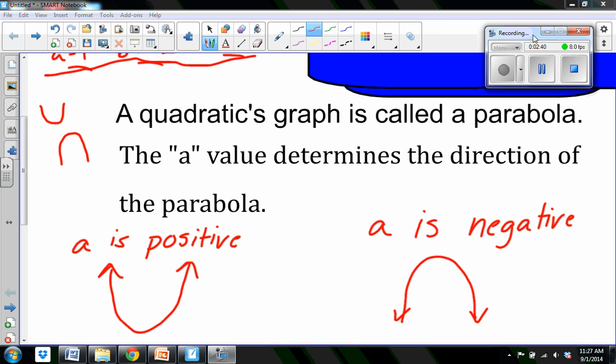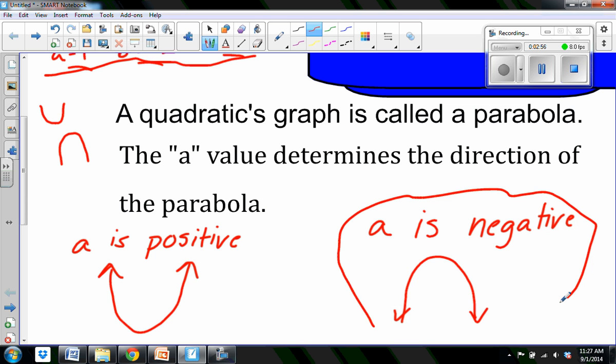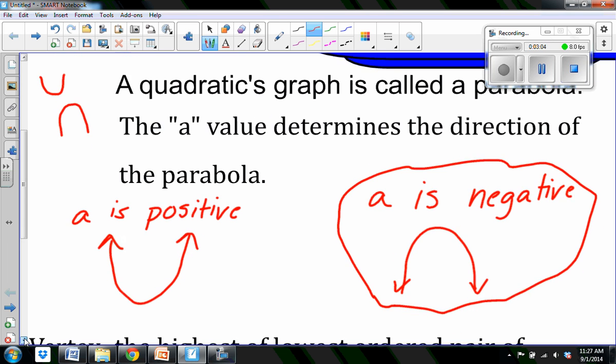And a lot of times that's the graphs we're going to be looking at in real life, when things are dropped from a great height or things are shot or projectiled for whatever reason. They're going to be taking this form when a is negative. So just know when a is positive, it's a U shape. When a is negative, it's an upside down U.